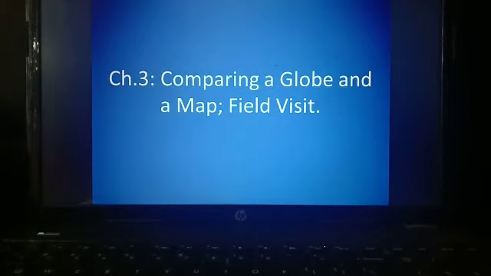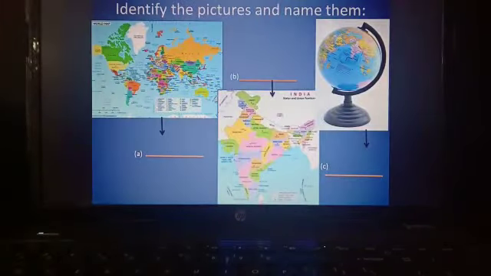Keep your pencil ready, students. On page number 16 of your textbook, you have 3 pictures. Now you are supposed to identify these 3 pictures. The first, there is A and a dash, and you have to identify what it is. Is it an India map or is it a world map? The answer will be world map. So you will fill in the blank there with your pencil. Write down world map.